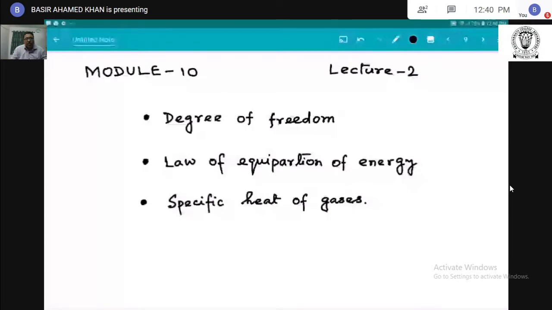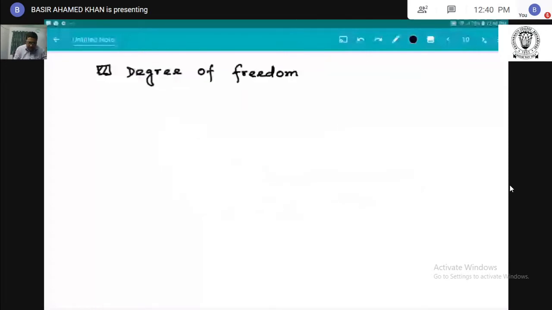Now what is degree of freedom? The degree of freedom is the total number of independent quantities which are necessary to specify the configuration of any dynamical system. This is called degrees of freedom of the system.